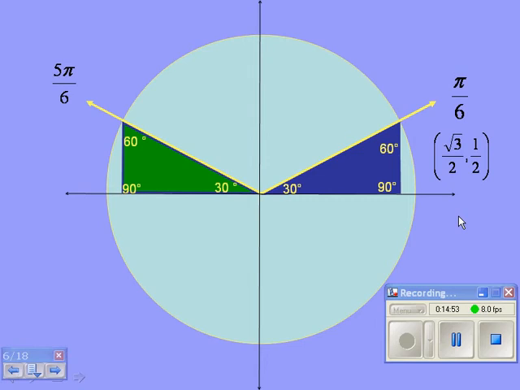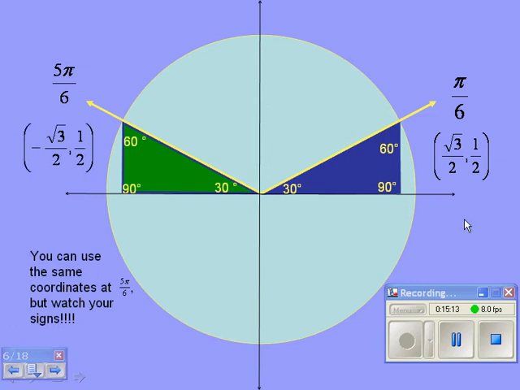So the lengths are going to be the same except what? Since I have to go to the left, instead of a root 3 over 2, it's going to be negative root 3 over 2. Am I still going up? Yeah, I'm still going up, so it's still positive 1/2. So the ordered pair is negative root 3 over 2, comma, 1/2. Does that make sense?